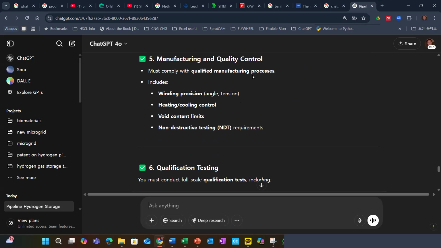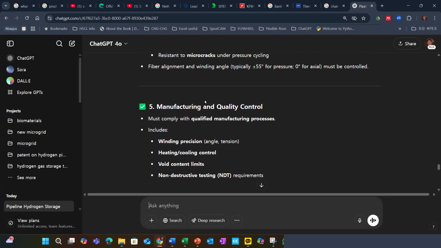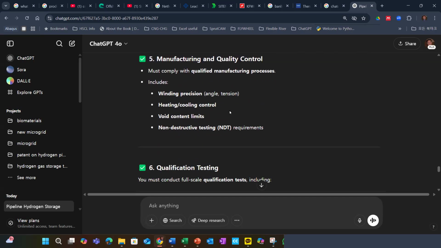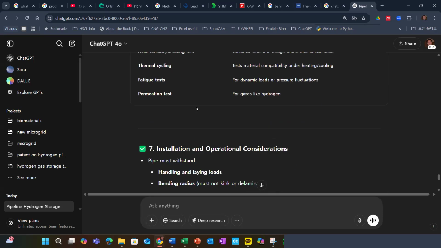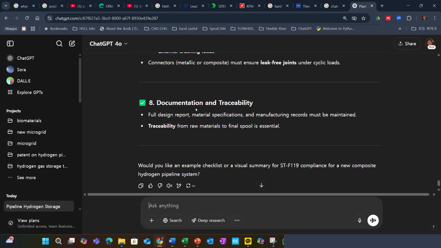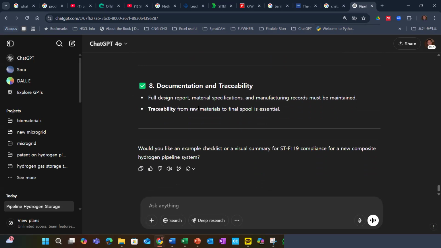For your information, to get certification of a product, the product itself has to be well developed, but also manufacturing and quality control have to be well established, along with qualification, testing, installation and operating, and documentation and traceability. So DNV ST-F119 is a very important certification guideline.